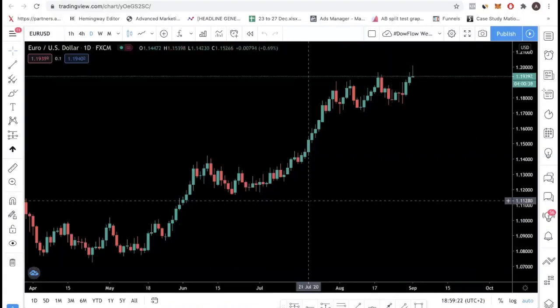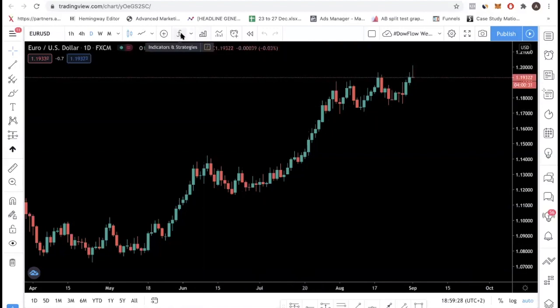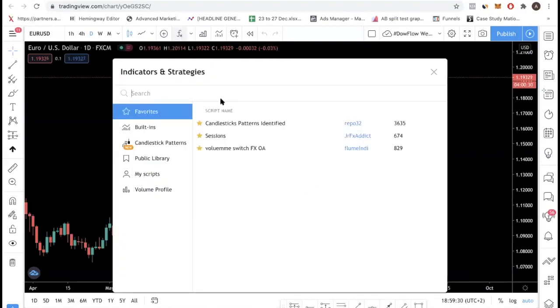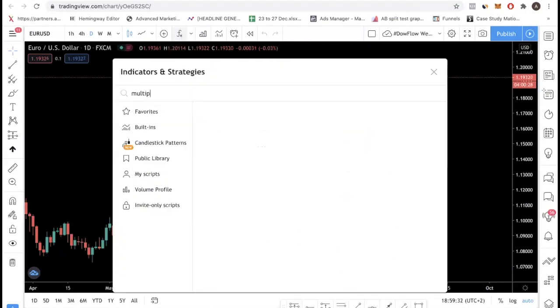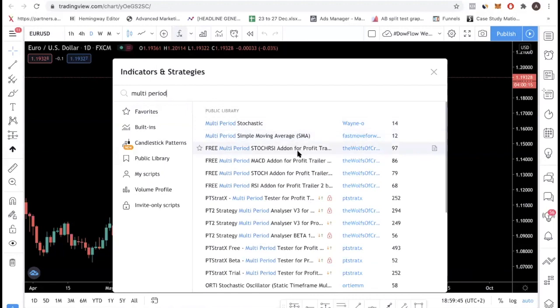So right now I'm at tradingview.com. This is one of the charts. The first thing you want to do is click on the indicator section over here, and type multi-time period, as I explained earlier. Sorry, I think it's multi-period. Let me see. It's multi-time period. Sorry about that. Let me see if I can find it.